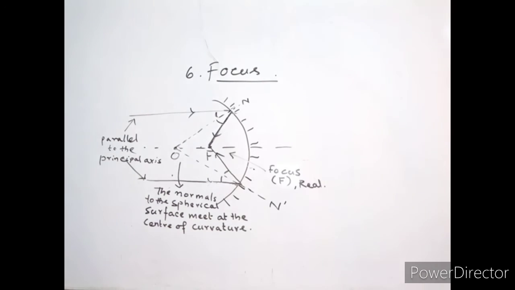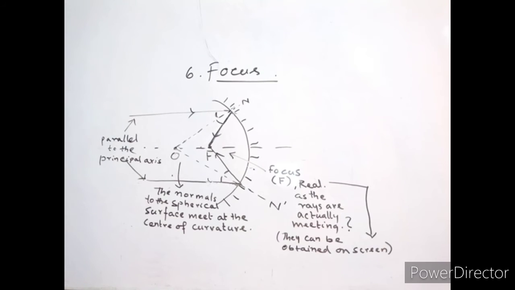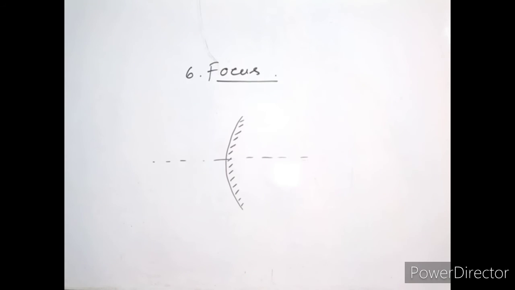Now the reflected rays will meet at a point which is called the focus, and the point lies on the principal axis, denoted by capital F. And here the focus is real as the rays are actually meeting. So the reflected rays here are actually meeting; they can be obtained on a screen. That is what we mean by the term real: the image can be obtained on the screen. Now consider this convex mirror.